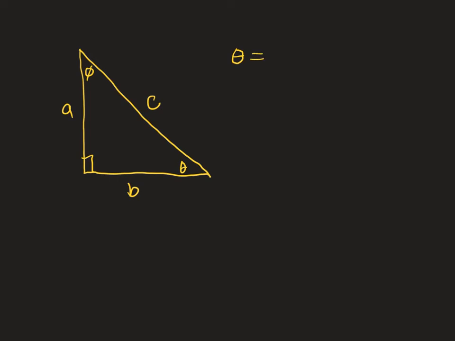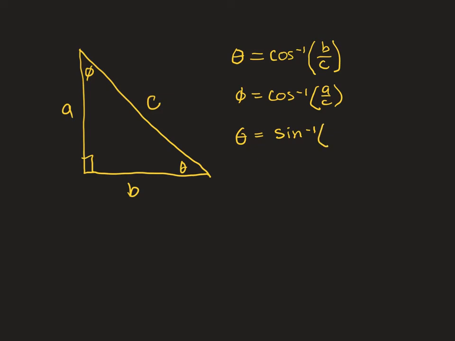So the angle theta would equal the inverse cosine of adjacent over hypotenuse, which would be b over c. And for phi, the inverse cosine of a over c would equal phi. When we go to use sine, once again we're going to use opposite over hypotenuse. So the opposite of theta would be a, and the hypotenuse is still c. And for phi, we would then use b over c.